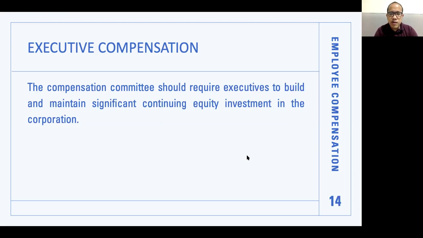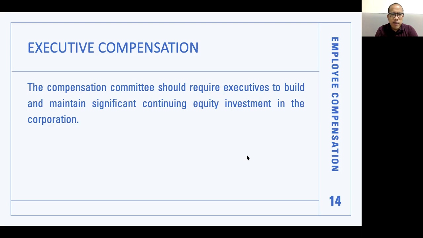The compensation committee should require executives to build and maintain significant continuing equity investment in the corporation. And how do they achieve this one? Paano mo not really mapapuwersa, pero paano ma-encourage yung mga executive employees mo to invest in the company itself by what we call share-based payments. Diba meron maaari na a part of your benefits ay i-issuehan mo ng shares yung mga empleyado. Usually, mga top executives na yun. I-issuehan mo sila ng shares ng company.